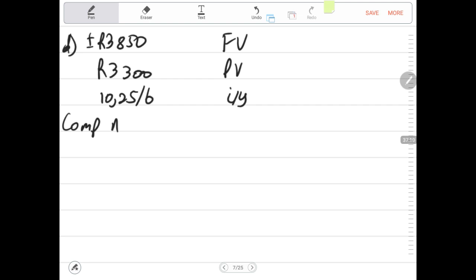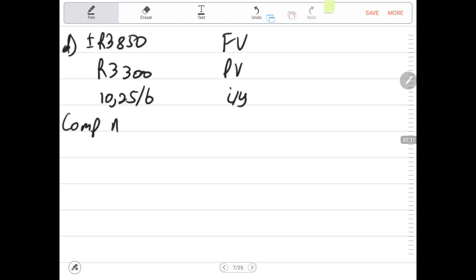So now let us go there. Then we don't forget to clear our calculator. Second function alpha 00. Then we say plus minus 3,850, it is the future value. 3,300 is our present value. 10.25.